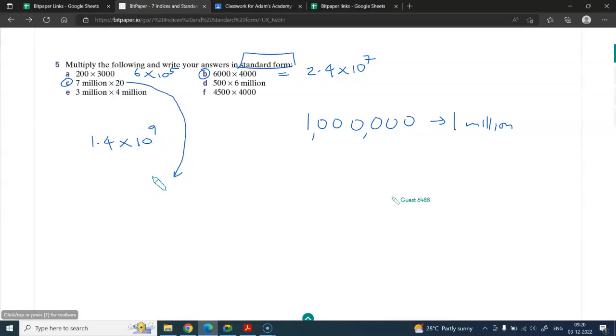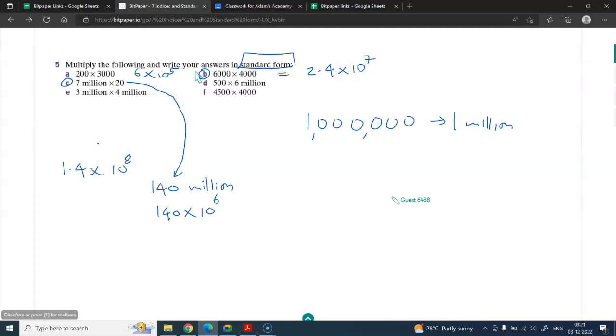7 million times 20. Then that gives you 140. 7 into 20 is how much? 7 into 20, not 7 into 2. 140. So it's 140 million, right? Yes. 140 million is 140 into 10 raised to 6, because 1 million is 10 raised to 6, right? Yes. So that's 1.4 into 10 to the power of 8.